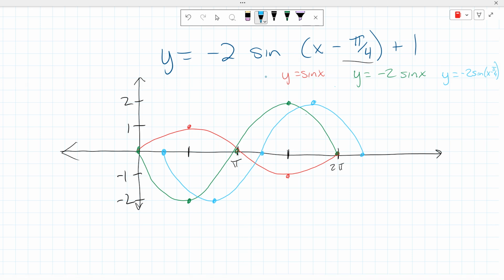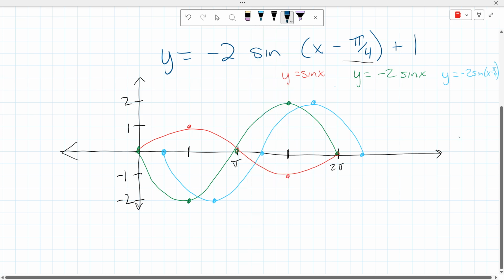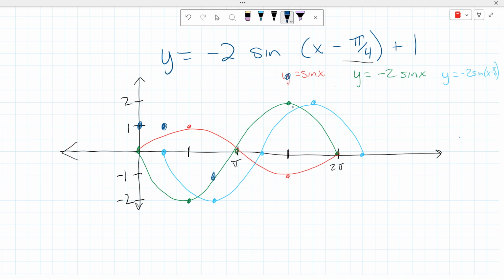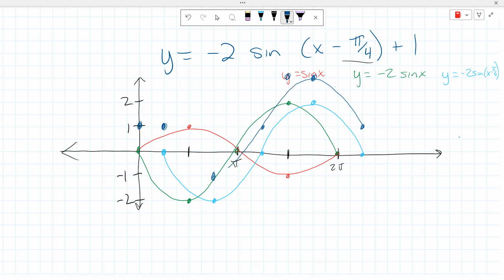And finally, our last step is to move everything up 1. Plus 1 means up 1. Whoops, wrong plot. There, up 1, up 1, up 1. So the blue line is my final line.